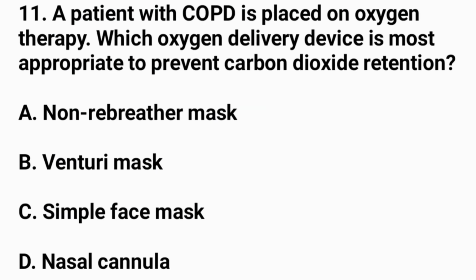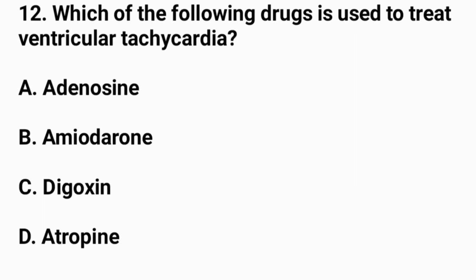Question number 11. A patient with COPD is placed on oxygen therapy. Which oxygen delivery device is most appropriate to prevent carbon dioxide retention? The right answer is option B. Venturi mask. Question number 12. Which of the following drugs is used to treat ventricular tachycardia? The right answer is option B. Amiodarone.